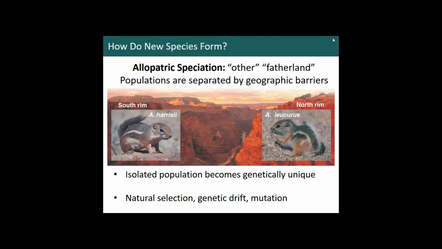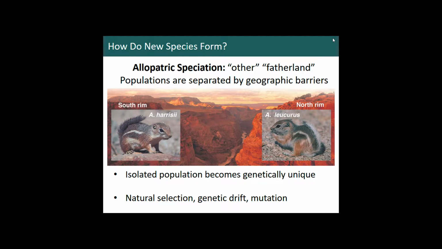So the word allopatric speciation, allopatric means other fatherland. So allo is the other and patric is fatherland, like Patros. So other fatherland, things happen in different places. Okay, populations are separated by geographic barriers, and they then take on separate evolutionary pathways. The isolated populations become genetically unique, and they generally speciate and separate because of factors like natural selection, because of mutation, and because of genetic drift. And we're going to come back and define mutation and genetic drift in chapter 19. So we'll look at those actual mechanisms more closely.